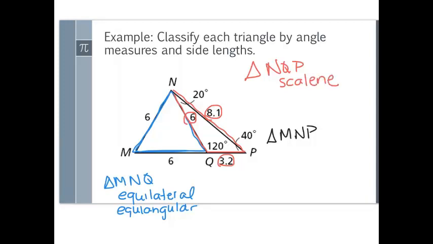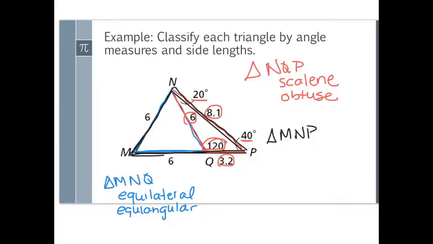NQP scalene. And then we see some angle measures here. We have 120 degrees, we have 40 degrees, we have 20 degrees. Now remember, if a triangle has even only 1 obtuse angle, that makes it an obtuse triangle. So the 1 obtuse angle of 120 degrees is making this whole triangle obtuse. And then we have MNP, which is the big triangle here.